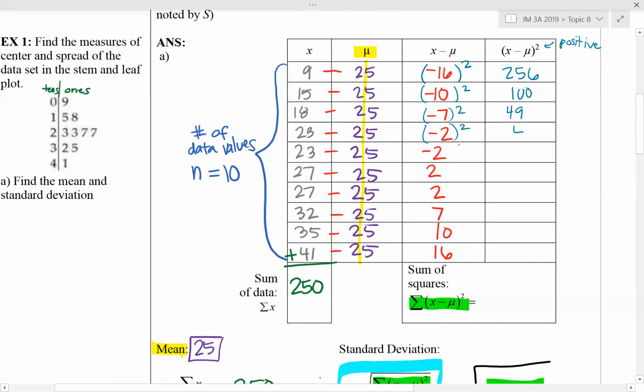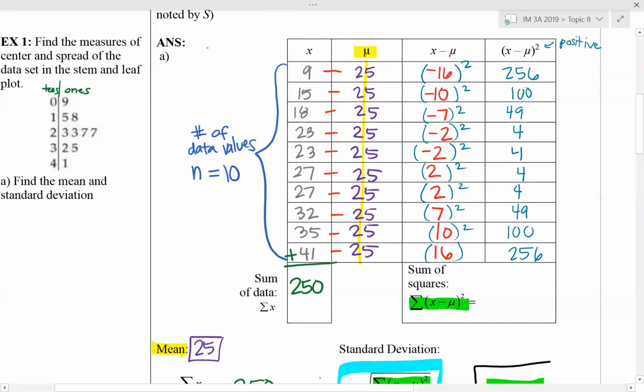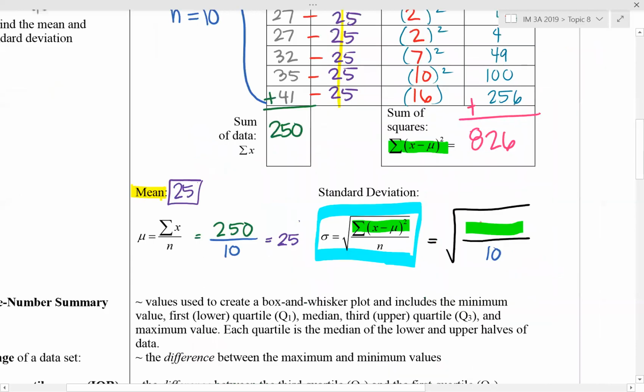4, 4, 4, 4, 49, 100, and 256. So then that last value, this value that I actually need to calculate my answer, is the sum of all of these numbers. So if I add all of this up and I find the sum, I get 826. So that means that the number that's going here when I calculate standard deviation is 826.